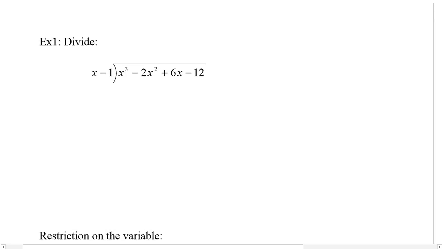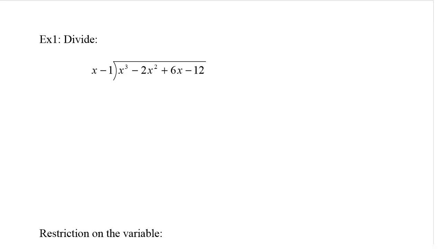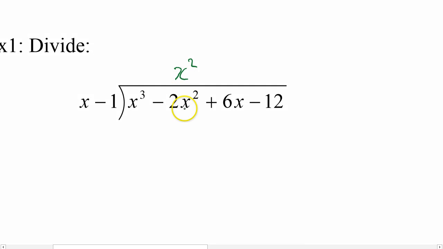Okay, so let's try it out. Let's do an example where we divide. We'll say, how many times is x minus 1? Well, we're not going to just use the first term. We're going to use the first two terms because this is a binomial. There's two terms here, so we're going to look at the first two terms. How many times does x go into x cubed? And the answer would be x squared times. And I'm going to put my x squared here because I want to have room for these two terms. Now, when I multiply this back, I'll say x squared times x is x cubed.